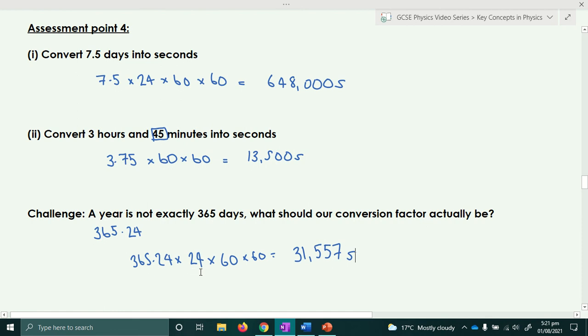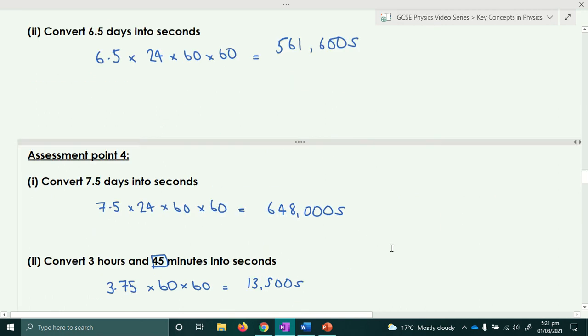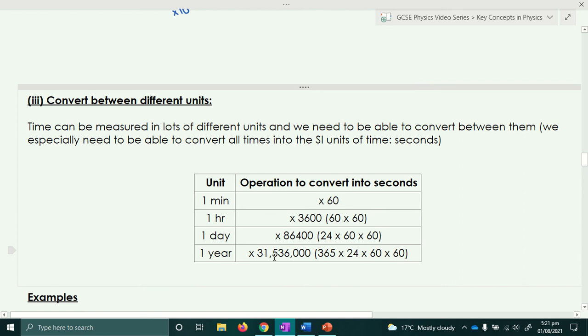I'm going to recheck my calculation because those two numbers have come out differently, which is a bit strange. 365.24 times by 24 times by 60 times by 60. Aha. Yes, I don't know where I typed that in wrong before. Let's fix that because that doesn't seem right. 5065,736 seconds. So you can see this comes out very close to this number.